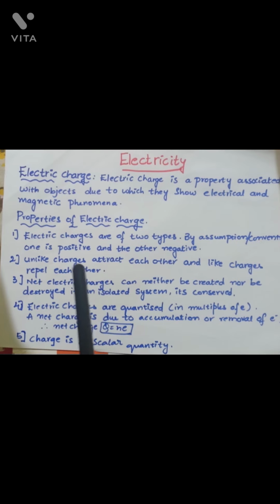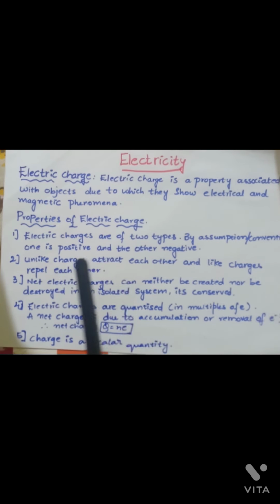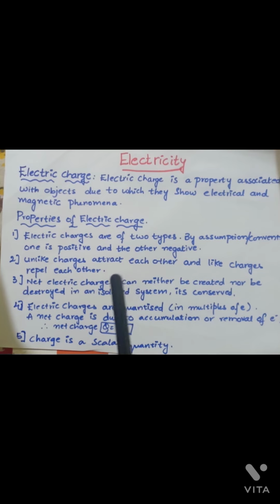So this is the main basic property of electricity in the electricity topic. Because using this property only, there is charge flow in the conductor, which I am going to discuss in the next topics. So keep this point in mind. It's very, very important. Unlike charges attract each other and like charges repel each other. Unlike means two different, positive and negative. Like charges means positive and positive, negative and negative.